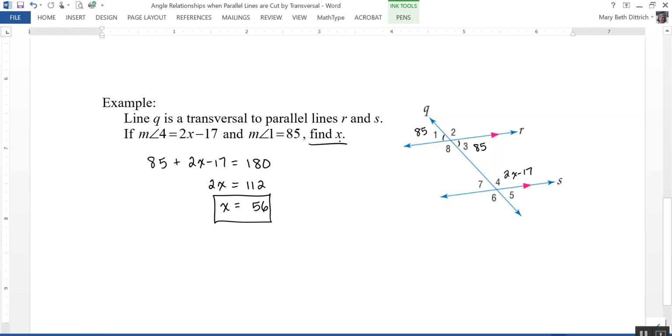So in this video, we took a look at the special angle relationships when parallel lines are cut by a transversal. We have alternate interiors, which are congruent, alternate exteriors, which are congruent, corresponding angles are congruent, same side interior are supplementary, and same side exterior are also supplementary.